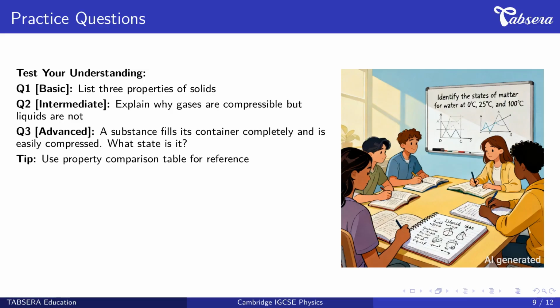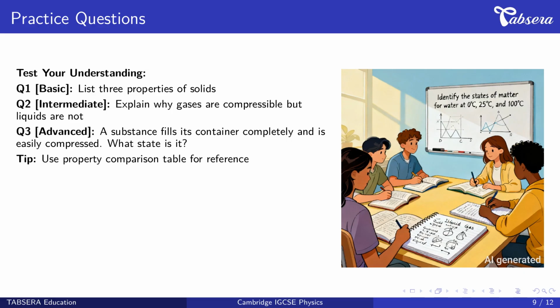Question 1 is basic level. It asks, list 3 properties of solids. Think about shape, volume, density, flow, and compressibility. Question 2 is intermediate. It states, explain why gases are compressible but liquids are not. This requires you to consider particle spacing and arrangement.